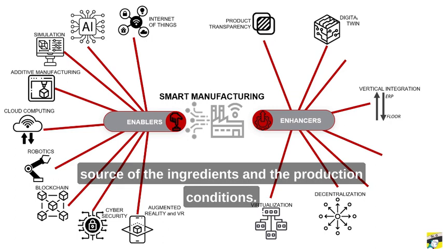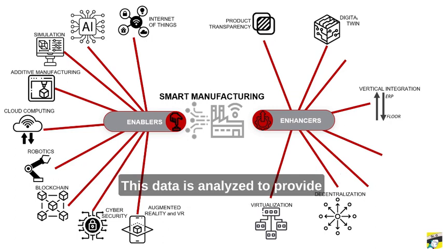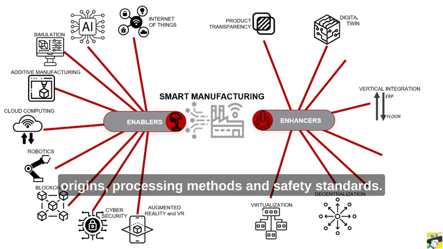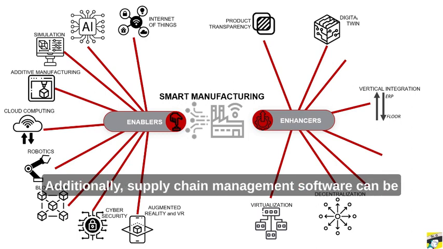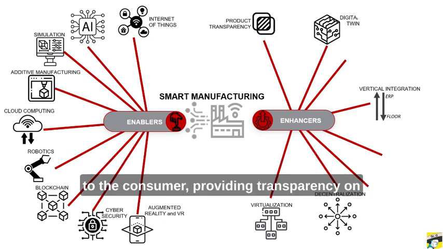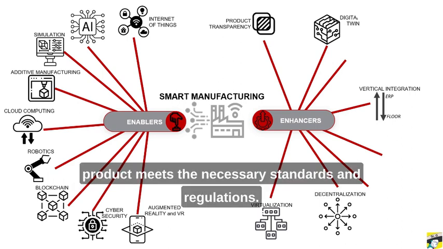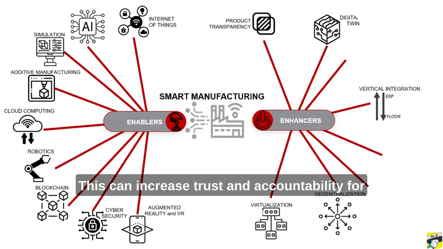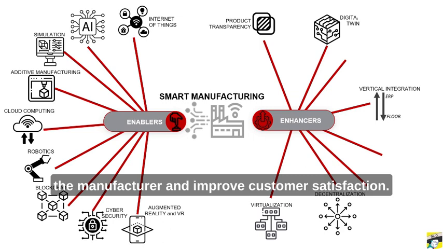the production conditions. This data is analyzed to provide customers with information about the product's origins, processing methods, and safety standards. Additionally, supply chain management software can be used to track the product's journey from the manufacturer to the consumer, providing transparency on the distribution process and ensuring that the product meets the necessary standards and regulations. This can increase trust and accountability for the manufacturer and improve customer satisfaction.